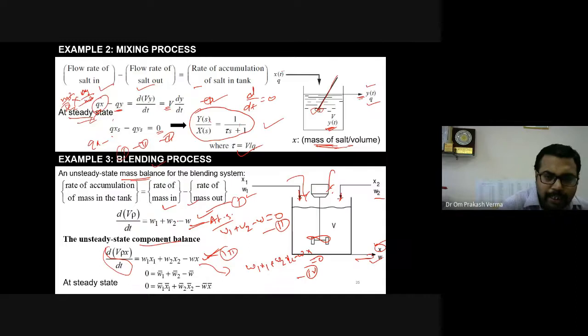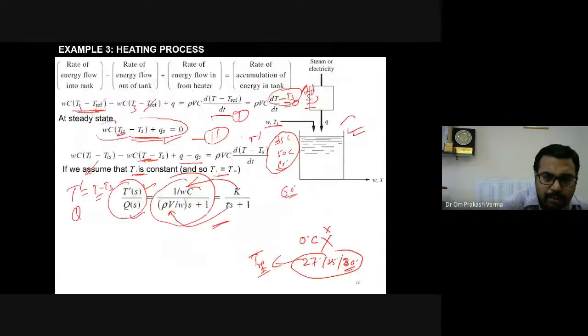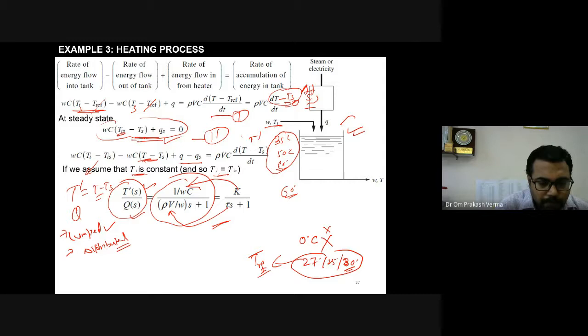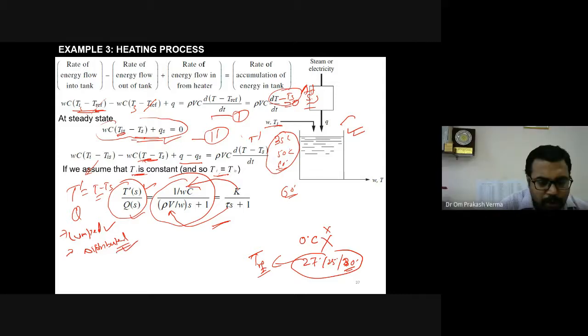So these three examples we have considered here are examples of, now you will say, either the lumped or distributed type of model. What do you think: is this the lumped type of model or the distributed type? What do you think? Either the lumped type or the distributed type.